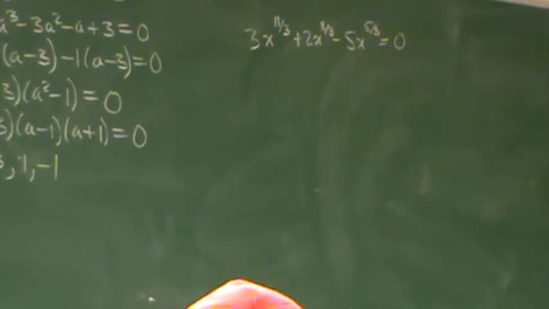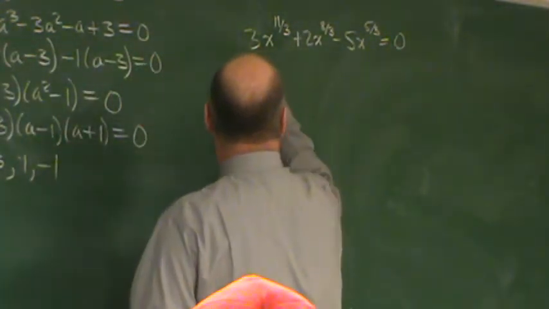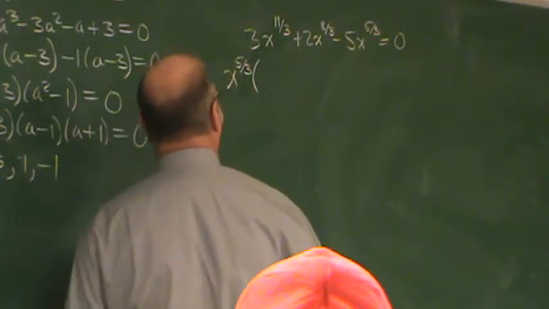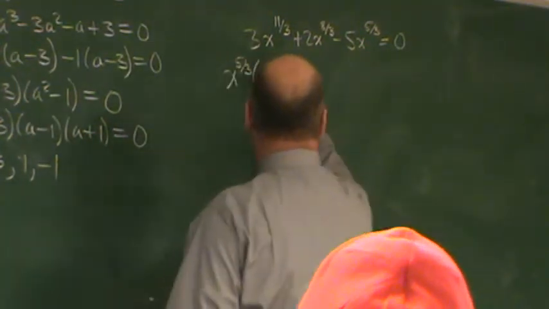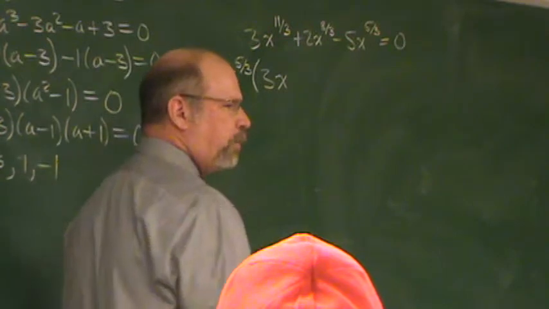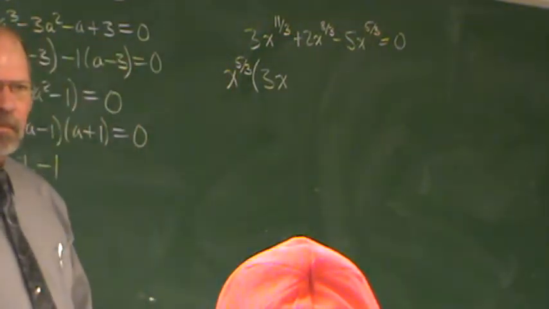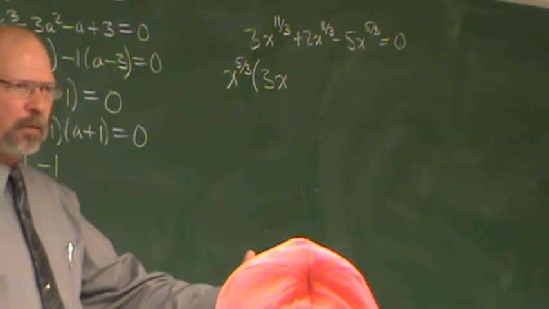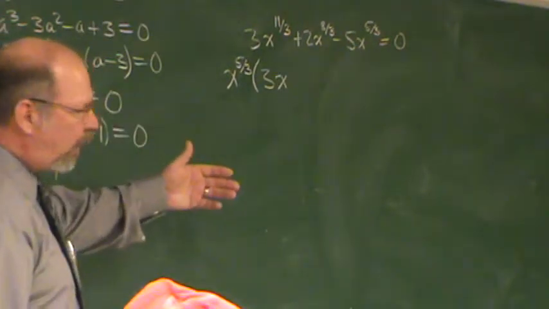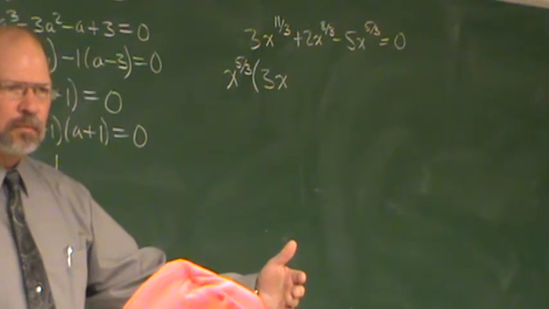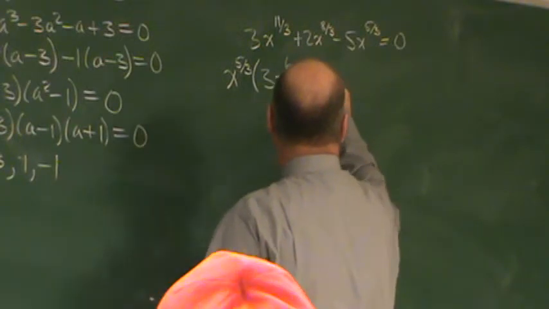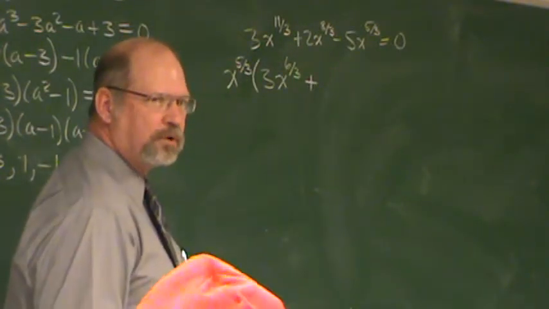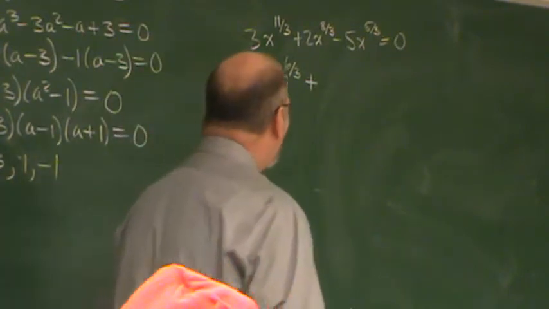First, do you see a common factor? X to the 5 thirds. So we're going to pull x to the 5 thirds out. Now what times x to the 5 thirds gives me 3x to the 11 thirds? Well, the coefficient's going to be 3. The tricky part here is the exponent, yes? Remember, we're adding and subtracting exponents right now, right? In other words, what plus 5 thirds gives you 11 thirds? 6 thirds, AKA 2. Yes? Okay?